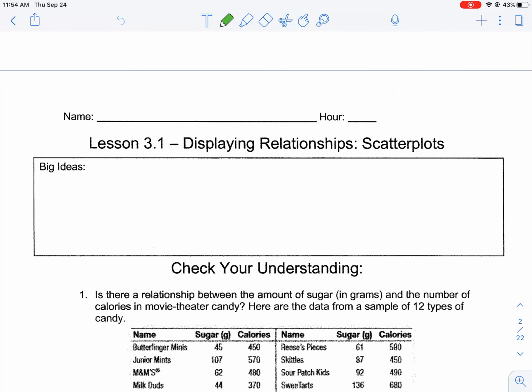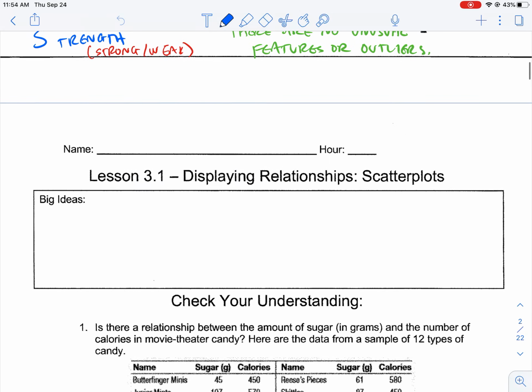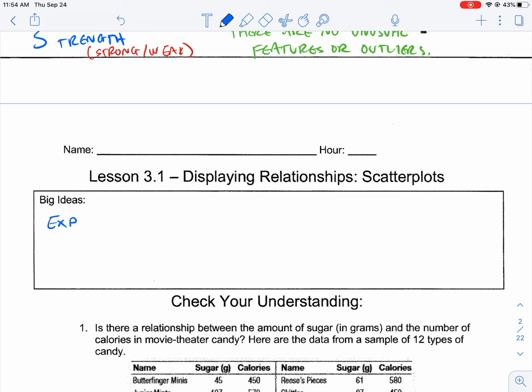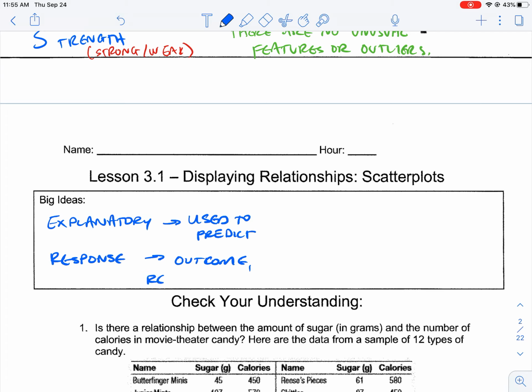When we're dealing with scatter plots, we're really plotting two different variables against one another, as the x and y components. And the first takeaway is going to be this, that our explanatory variable is what's going to be used to predict. And our response variable is our outcome. The best way that I know to think about this would be to say that our response variable responds to our explanatory variable.